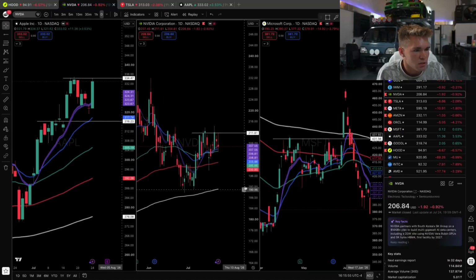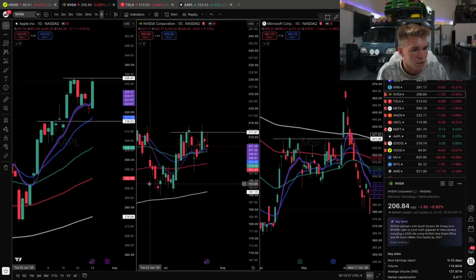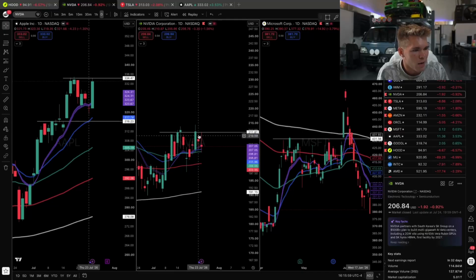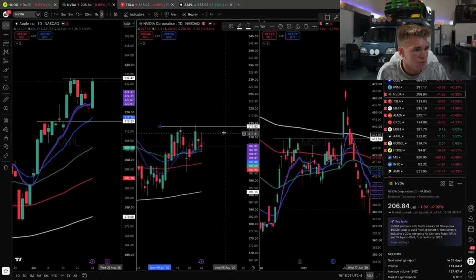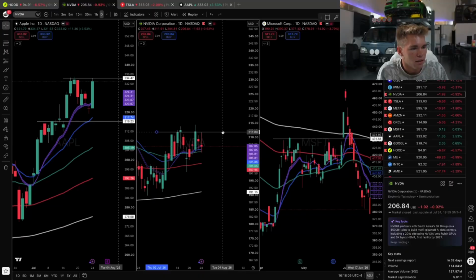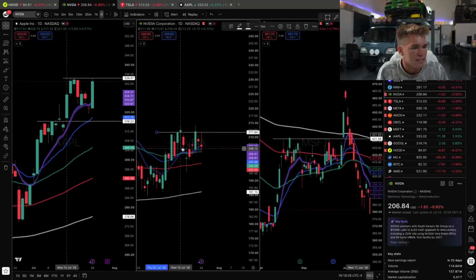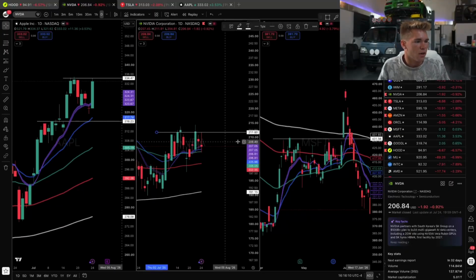NVIDIA right here is also setting up for a flat top breakout. Previous move up. Now we found our clear resistance in this 212 zone, or if you want to be even safer, you can do this 213, but down here at 212 has the most taps of resistance there.